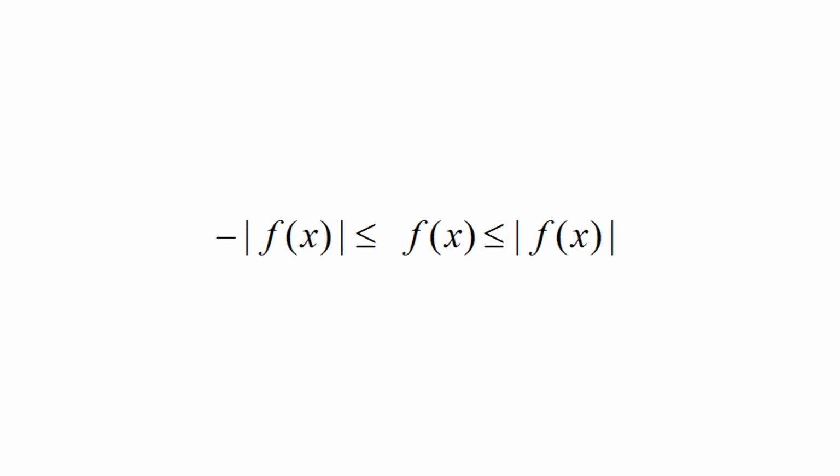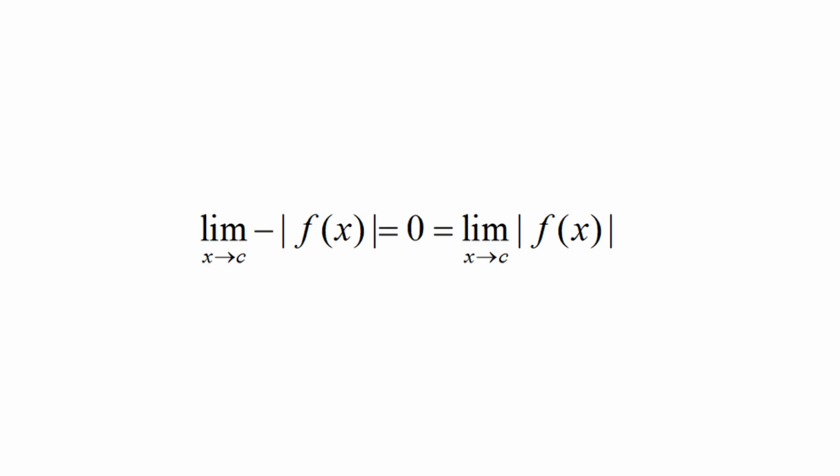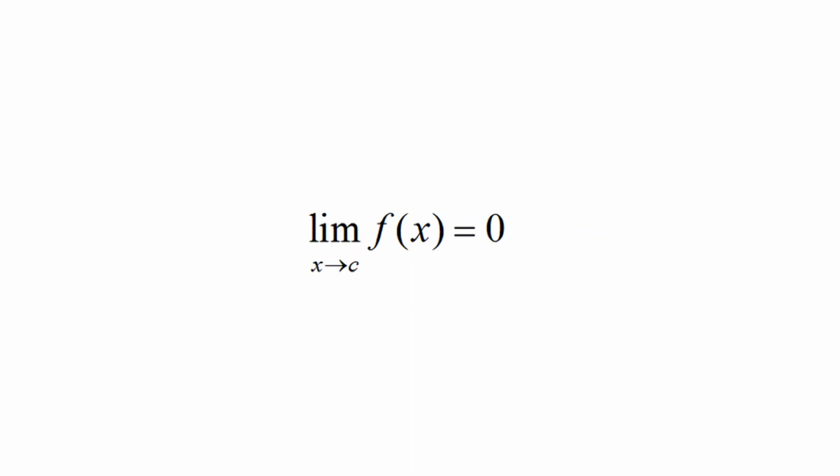Since negative absolute value of f of x is less than or equal to f of x less than or equal to absolute value of f of x, and limit of negative absolute value of f of x as x approaches c is 0, which is equal to limit of absolute value of f of x as x approaches c, it follows using the sandwich theorem that limit of f of x as x approaches c is 0.